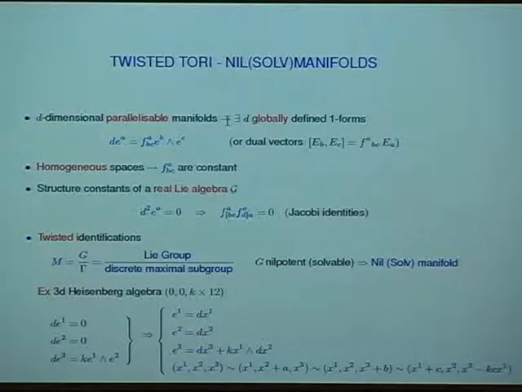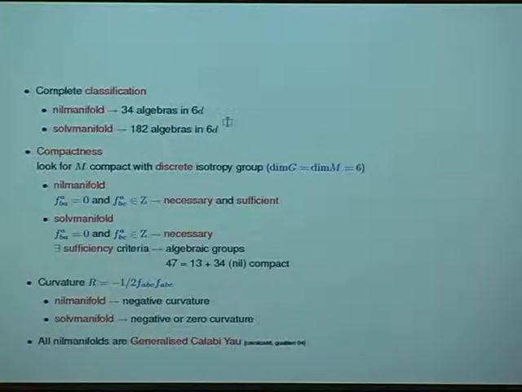One very well-known example is the nilmanifold associated to the three-dimensional Heisenberg algebra, and there you can see that the twisted identification of the x3 coordinate is needed in order to have a well-defined one-form e3. One of the reasons why they suit our exhaustive search program is that we have a complete classification of those manifolds in 6 dimensions, and there are finitely many. So this is already a good starting point. There are 34 nilpotent algebras, hence nilmanifolds, and 182 solvmanifolds.